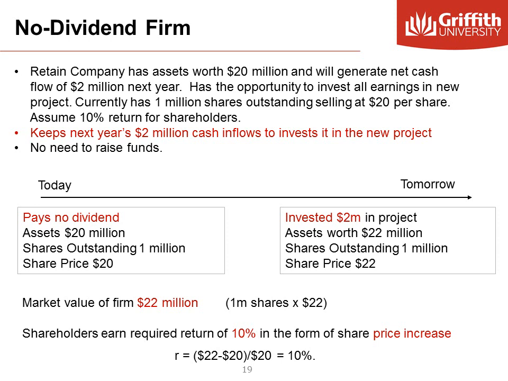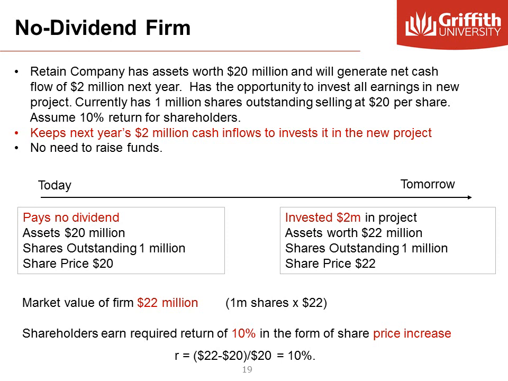Now we have another firm which we call Retain, with the same assets, cash flows, investment opportunity, and shares outstanding and prices. But Retain chooses to keep the $2 million in cash flows and invest that money in the project and pays no dividend. We observe that by paying no dividend and retaining all funds in the firm, its value is $22 million.